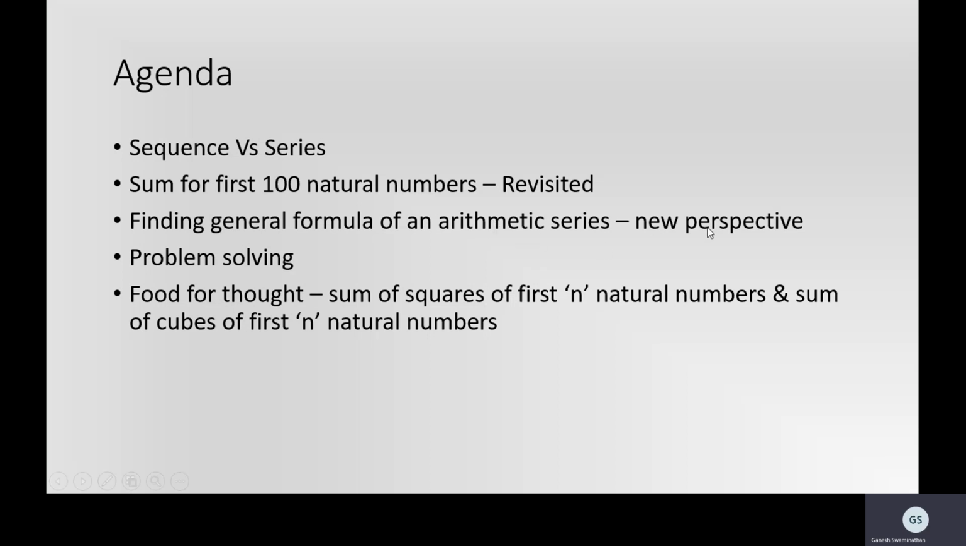Later, we will add a new perspective to derive the general formula to calculate the sum of an arithmetic series. And then using that formula, we will have some problem solving, and then we will leave you with some interesting questions that we would like you to research, and we hope that it will be an enjoyable experience.